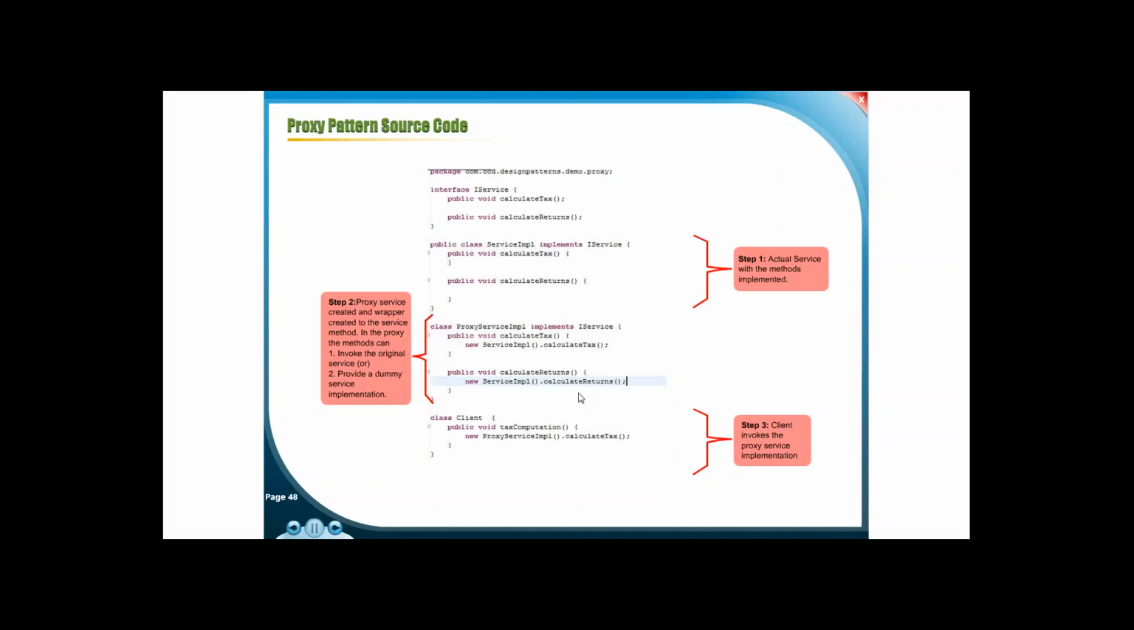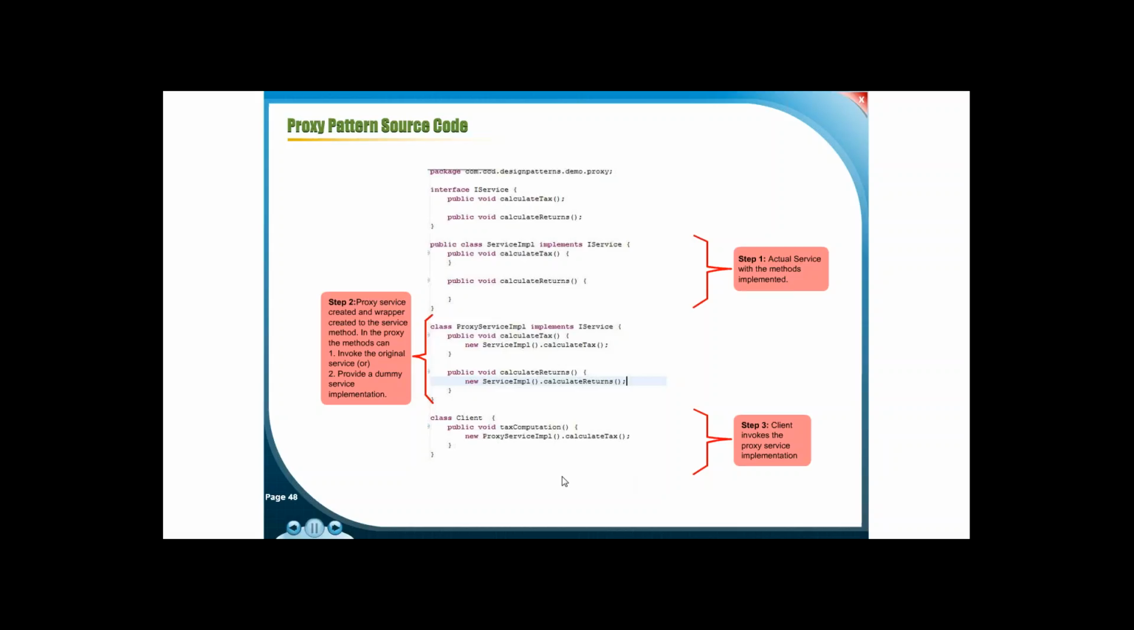So for the client, observe that in my client program, I am performing a tax computation. What I'll do is new proxy service implementation. I am using the proxy here, so the client invokes the proxy service. What is the proxy doing internally? It is going to calculate tax. What calculate tax is doing is further creating the object for the actual class, service implementation, and invoking the calculate tax. It means that the client is given a proxy object instead of the actual object.